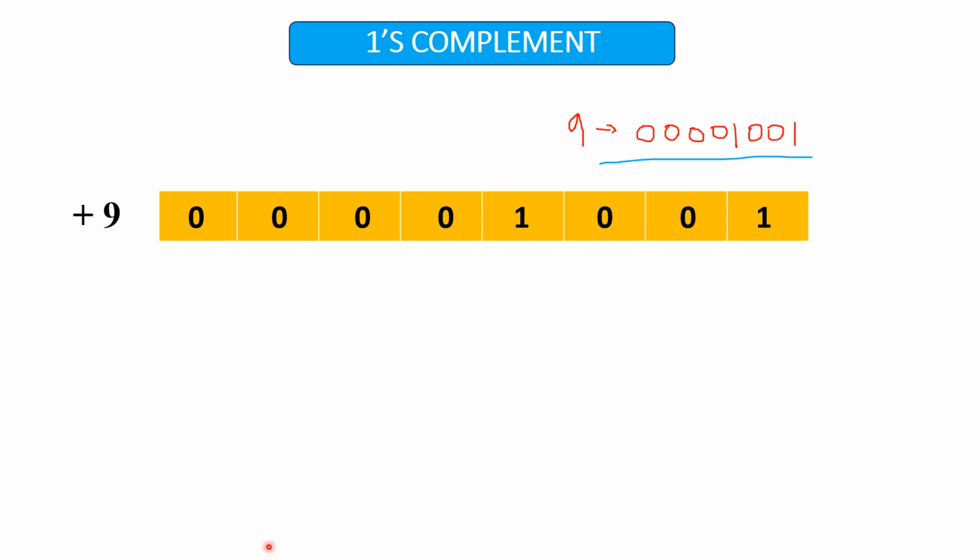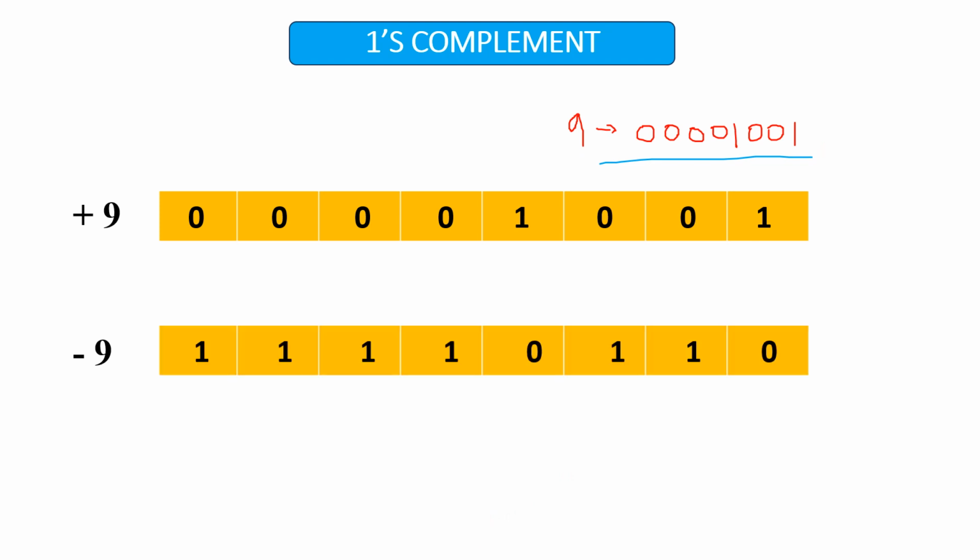For minus 9, there will be a change. Minus 9 in a 1's complement system is obtained by changing all the zeros to 1's and 1's to 0 of the true binary number. So from this you have to change all the zeros to 1's and 1's to 0. When you do this, you get this. So you're complementing all the digits in the true binary form, and you get minus 9.